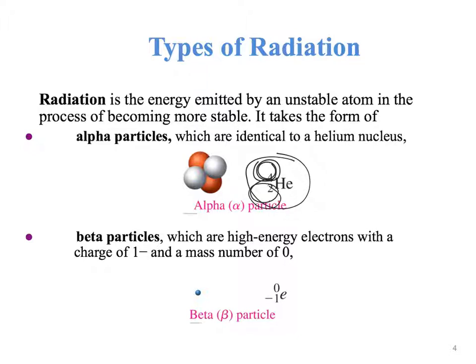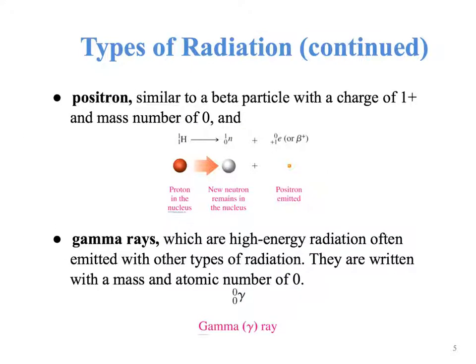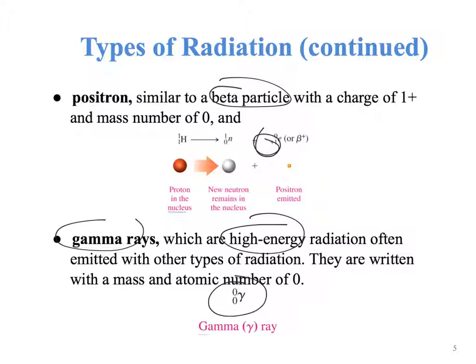The other type of radiation is beta particles. These are very high energy electrons with a negative charge. They have no mass, but they have a negative charge. Another type of radiation is positrons. They are similar to beta particles, but instead they have a positive charge. And gamma rays, they are very high energy radiation, and they are written like this.